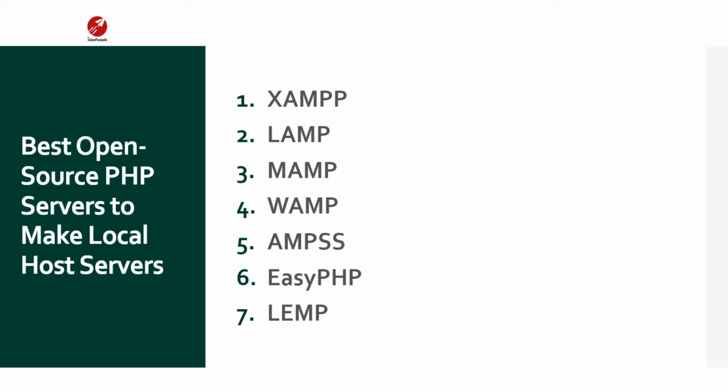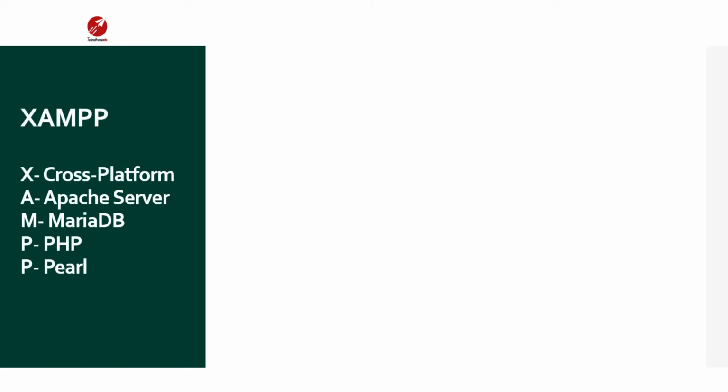What it means is that XAMPP has a version for Linux, a version for Mac, and a version for Windows, and it is all called XAMPP. That's the one we'll actually be using today. XAMPP stands for cross-platform, Apache server, MariaDB, PHP, Perl. That's what the acronym stands for.